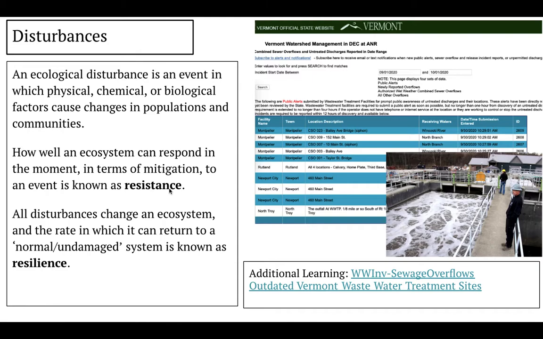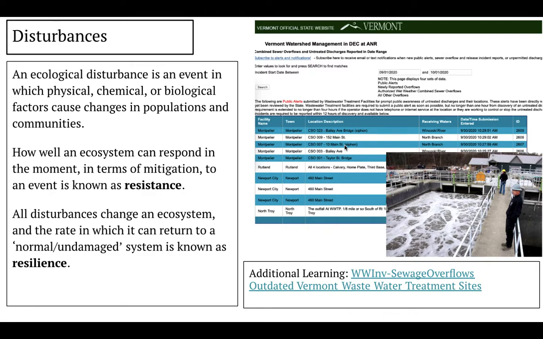Now, every disturbance will have some lasting impact, good or bad, small or large, on an ecosystem. And the rate or the ability to return to that initial normal or undamaged system is known as resilience. So resistance is the ability to mitigate it in the moment. Resilience is how well you bounce back from that problem.